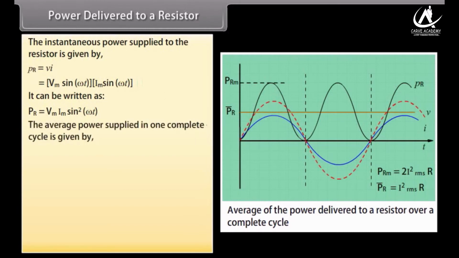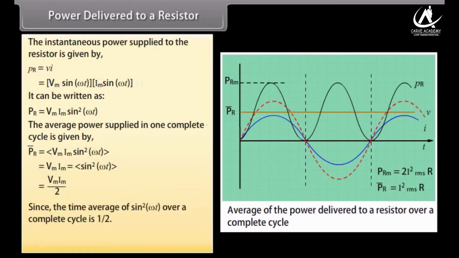The average power supplied in one complete cycle is given by PR is equal to Vm multiplied by Im divided by 2, since the time average of sine square omega t over a complete cycle is 1/2. It can be written as PR is equal to Vrms into Irms, or PR is equal to Irms square into R.